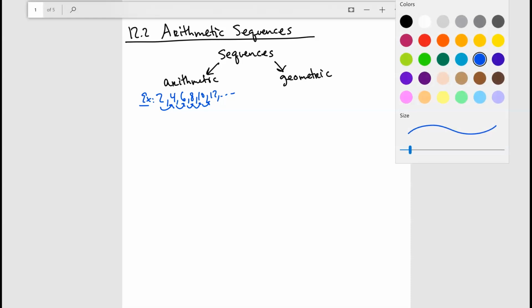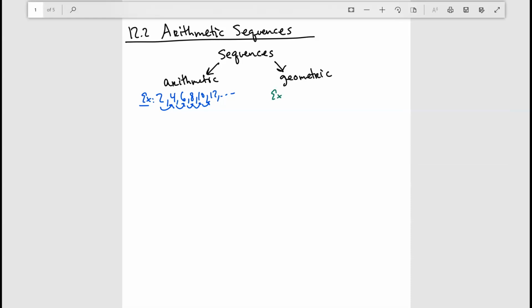Whereas for a geometric one, an example of this will be 2, 4, 8, 16, 32, so on and so forth. Whereas here, something is being multiplied to the next term or divided by the next term. So arithmetic deals with things that are being added and subtracted, whereas geometric deals with multiplication or division.